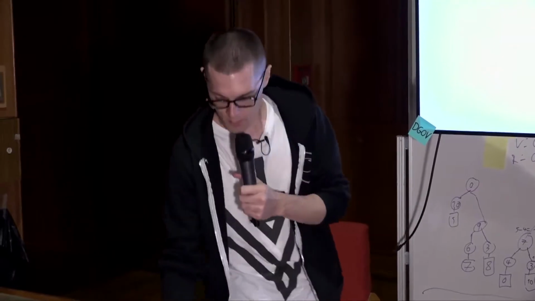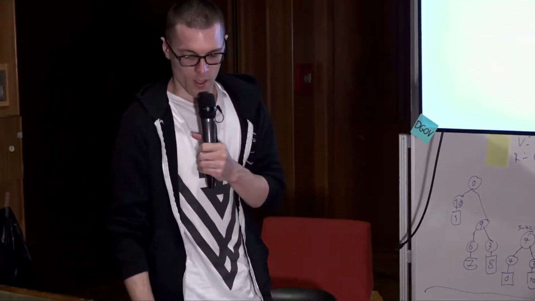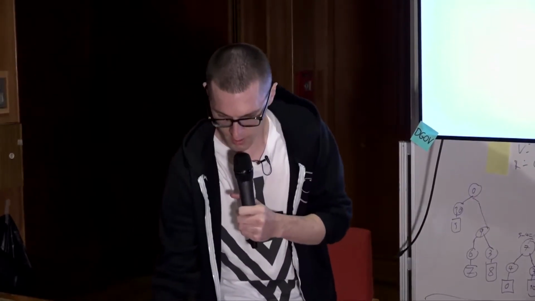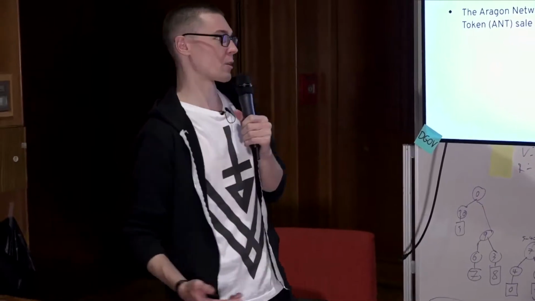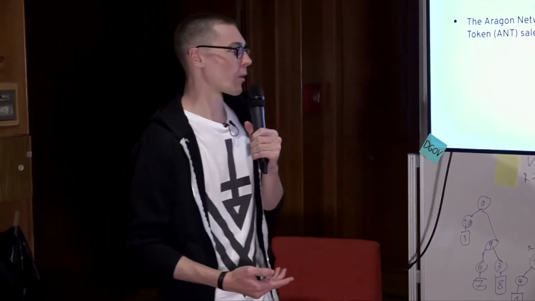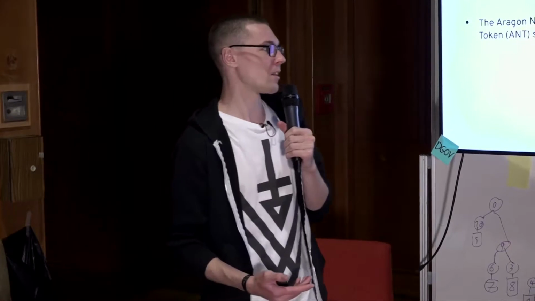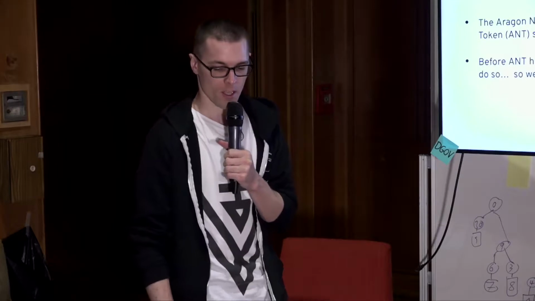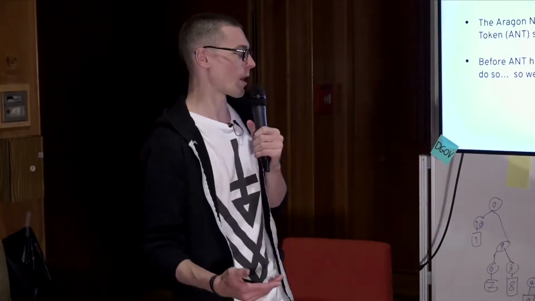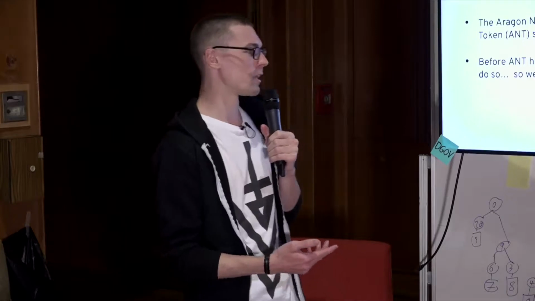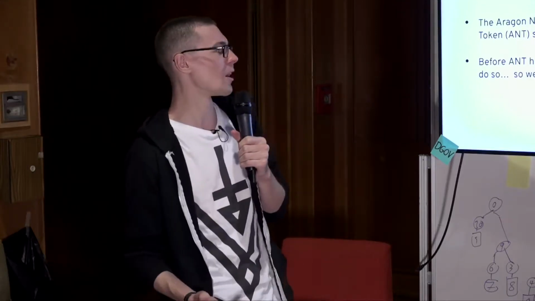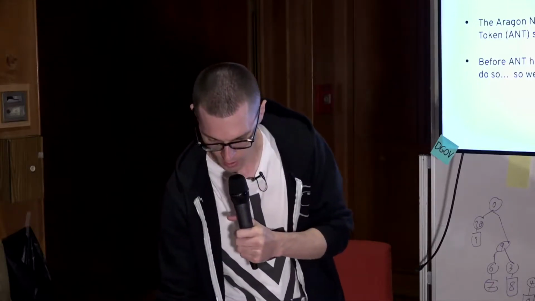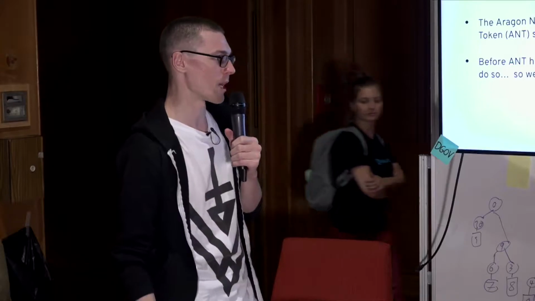So for some background, the Aragon network is the DAO that oversees the Aragon project, and this is the DAO that we're talking about governing. The Aragon network is mostly funded by the proceeds of the Aragon network token sale that was held in 2017. But before ANT holders could actually govern the network, we needed the tools to do so. And so we built the Aragon client, which you can find at app.aragon.org, which enables people to create and manage DAOs.